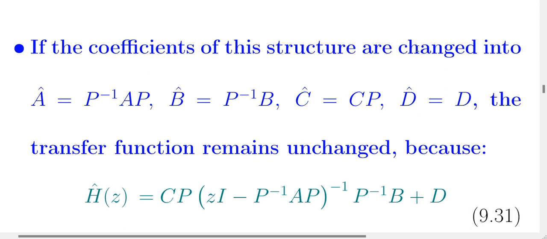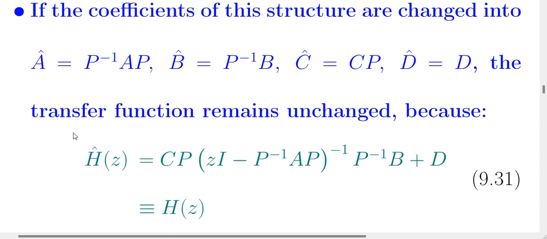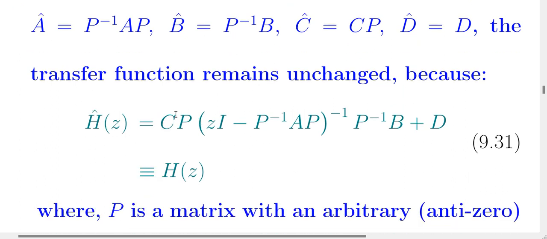If the coefficients of this structure are changed into A hat being equal to P to the power of minus 1 times A times P, B hat equal to P inverse times B, C hat equal to C times P, and D hat equal to D, the transfer function remains unchanged, because H hat of z will be equal to C times P times (zI minus P inverse times A times P) to the power of minus 1, multiplied by P inverse times B plus D, which is equivalent to H(z).